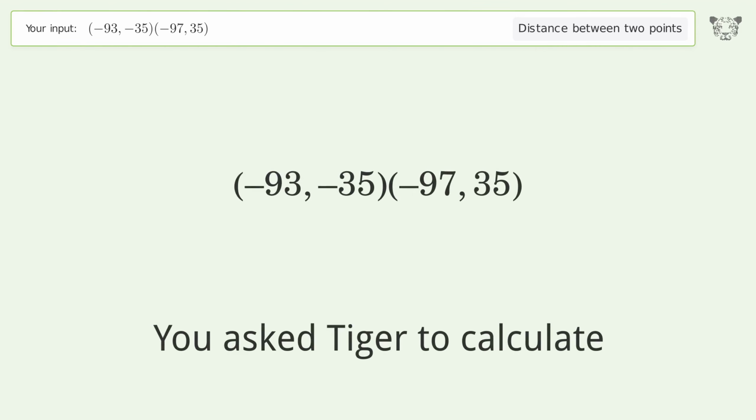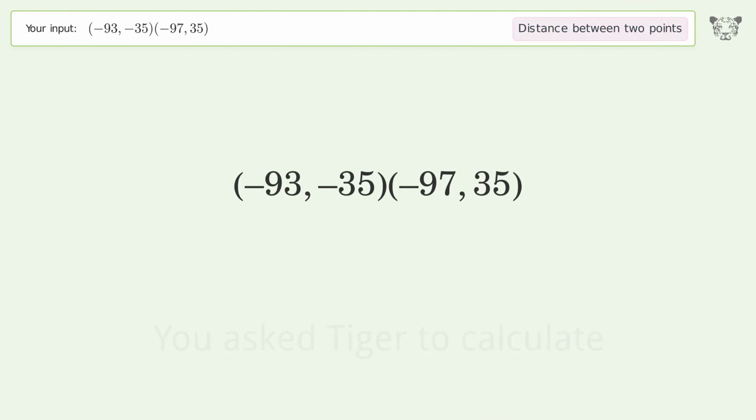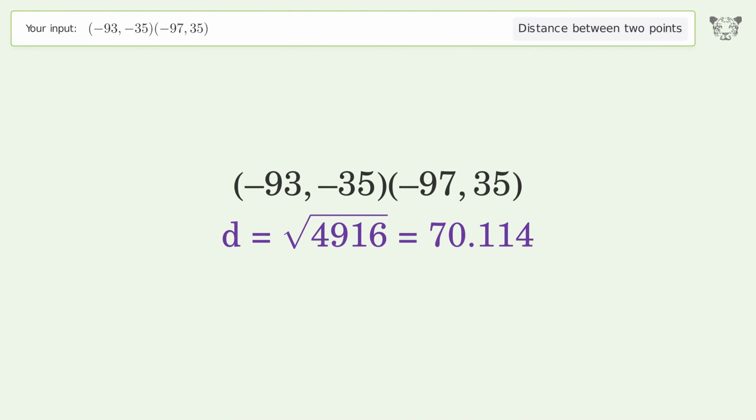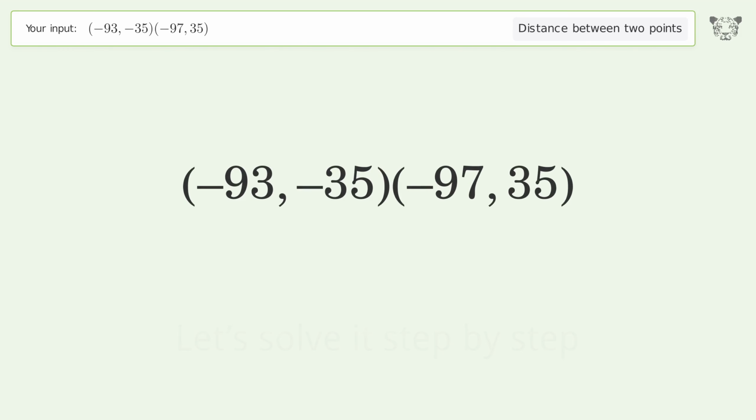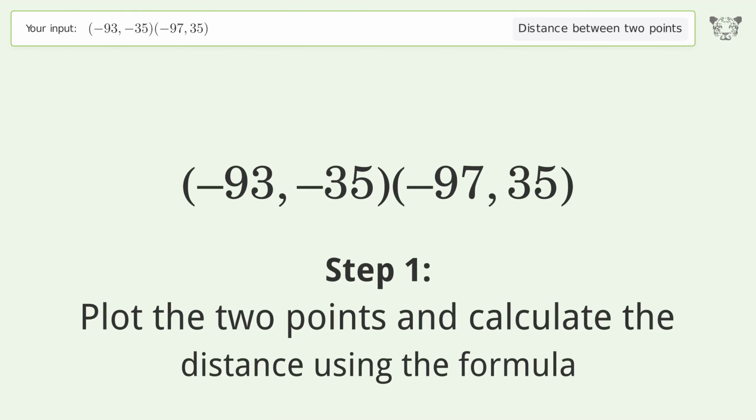You ask Tiger to calculate. This deals with the distance between 2 points. The distance between the 2 points is the square root of 4,916, or 70.114. Let's solve it step by step. Plot the 2 points and calculate the distance using the formula.